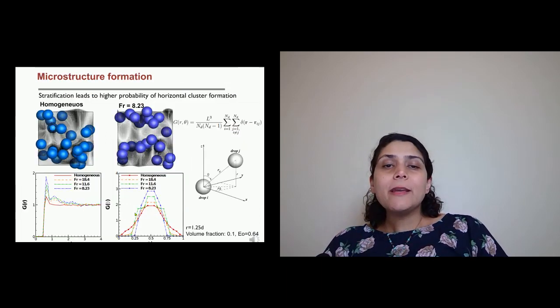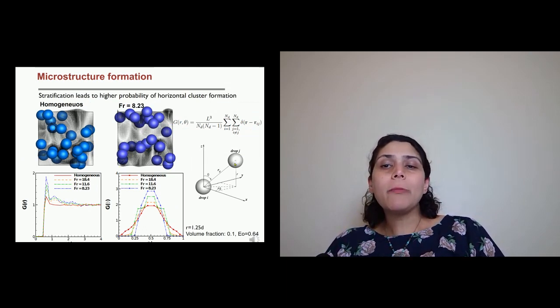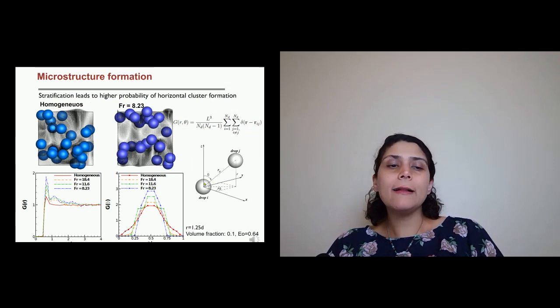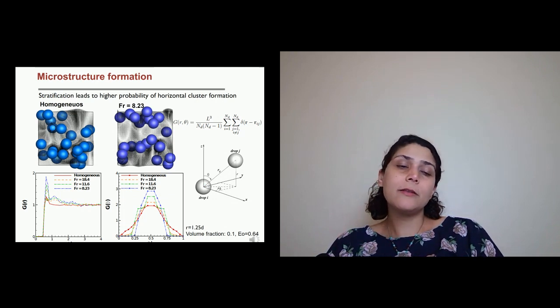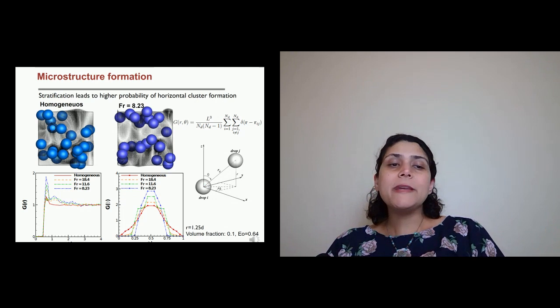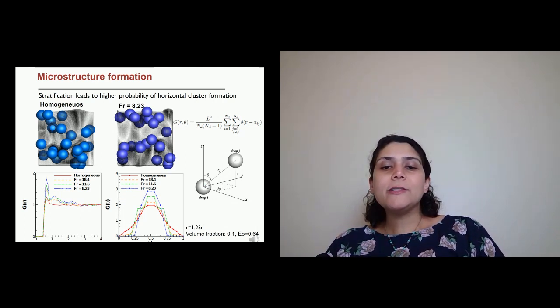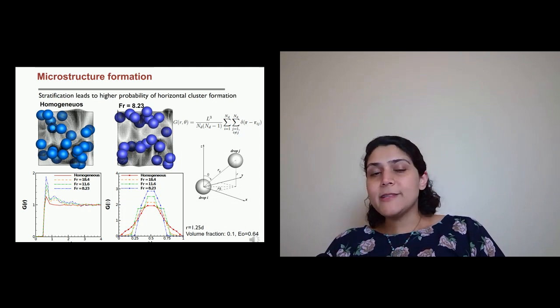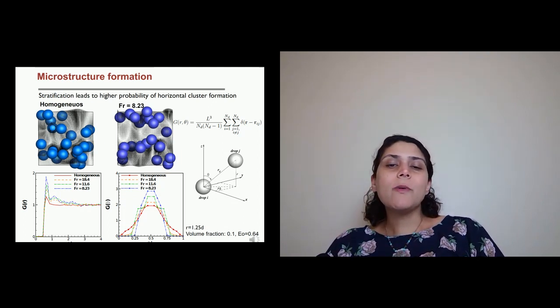The clustering can be quantified by the pair correlation function, by finding the probability of finding a droplet at angle theta and distance r from another particle. If we plot this pair correlation function as a function of radius, we see a peak in homogeneous fluid. So there is already some clustering, but the peak is much larger when we have a stratification. There's a peak at 90 degrees, because there is horizontal clustering in homogeneous fluid as well, but the peak gets larger as we increase the stratification.